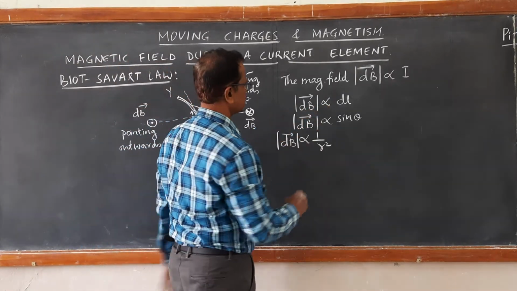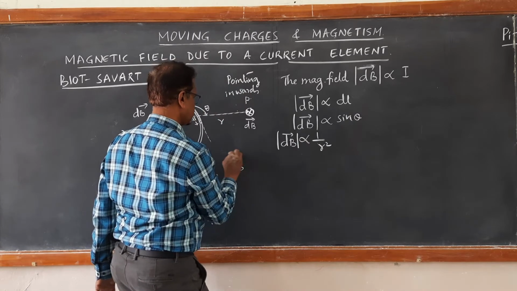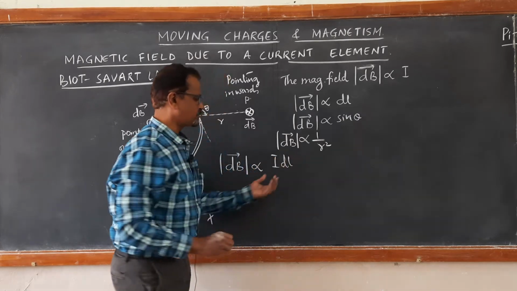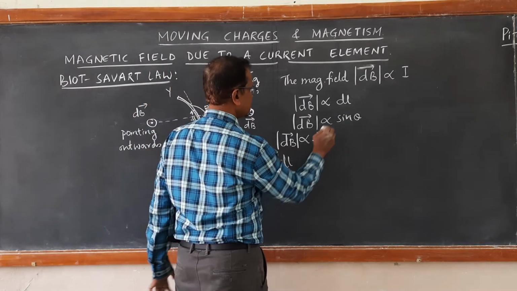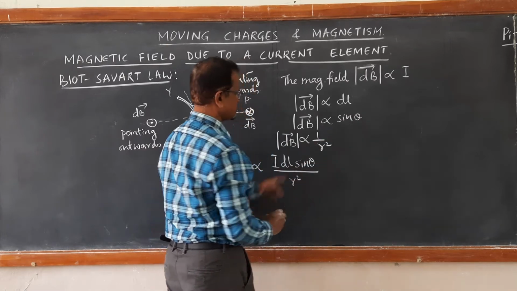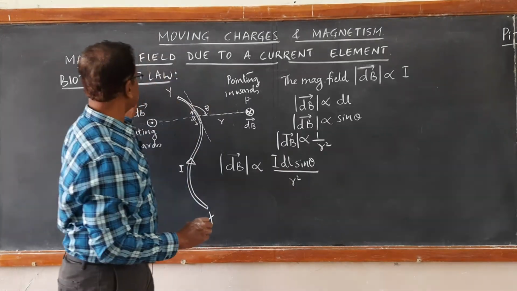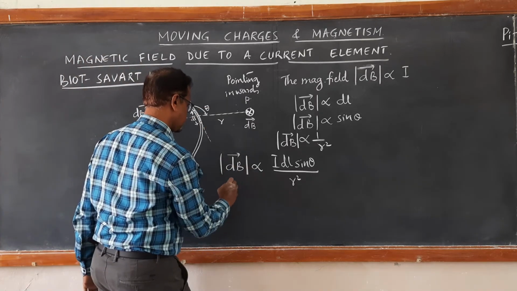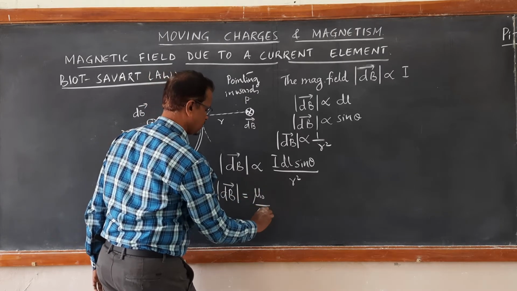Clubbing all these, I dl sin theta and r square, we get that the magnitude of dB is directly proportional to the product I dl. This product I dl itself is called the current element. It is proportional to I dl sin theta by r square, because it is inversely proportional to the square of the distance. This is what is known as the Biot-Savart law. When you take out the proportionality sign, we get the magnitude of dB equal to the constant of proportionality of the medium.